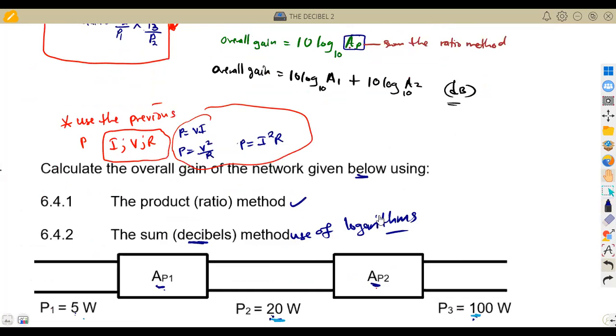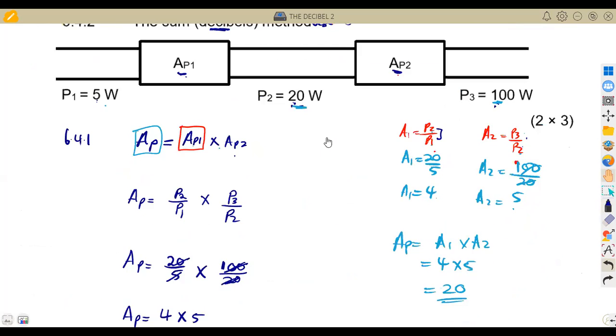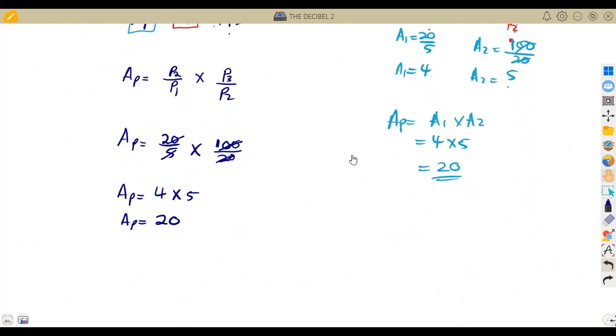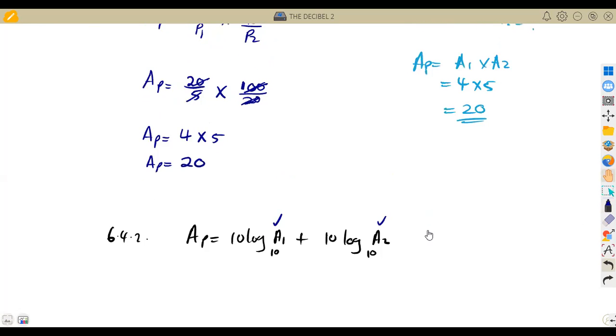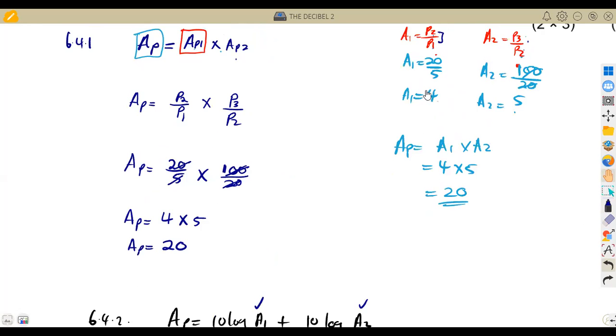All right, so we said from the first one, if we are using the sum method, we are going to use 6.42. So the sum is now 10 times the logarithm of the first gain in base 10 plus 10 times the logarithm of the second gain in base 10. So this first gain and second gain are the ones that we are calculating from what? From P2 over P1. Remember, first gain, P2 over P1, P3 over.